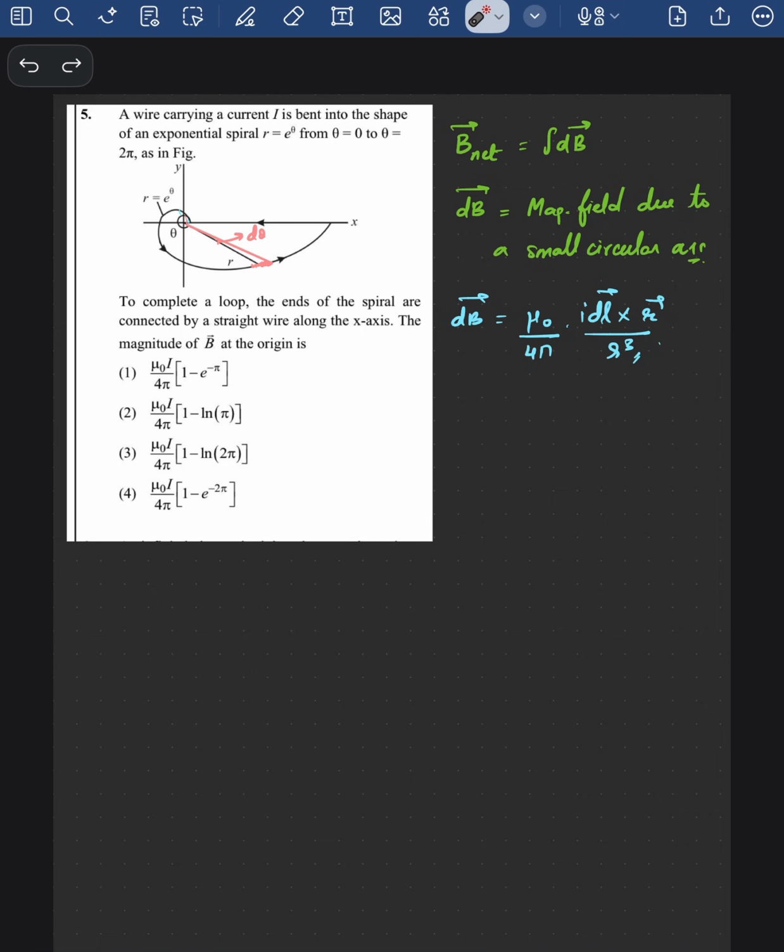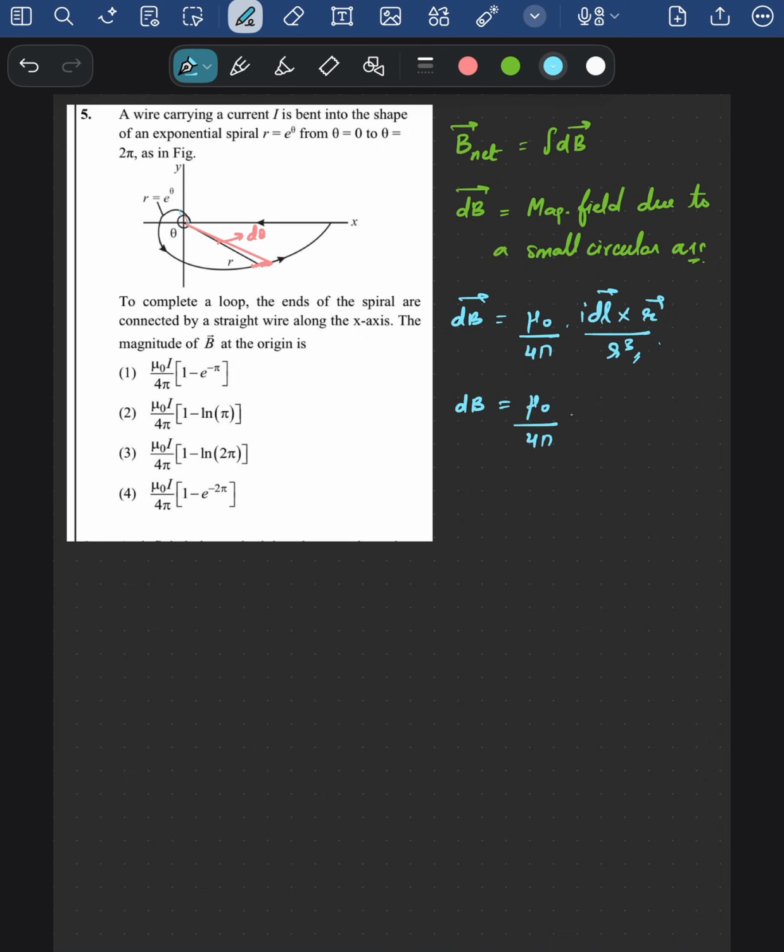Okay, so for that I'm making use of Biot Savart law, and now we know the direction is the same for all of them. So what will be your value of dB? Your value of dB will be equal to mu naught by 4 pi I into dl by r squared, right? dl value will be equal to r into d theta, but r varies with theta here, so dl is basically equal to e power theta into d theta. And r squared will be equal to e power 2 theta.